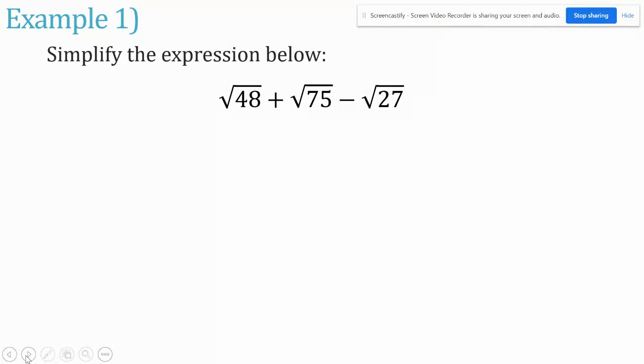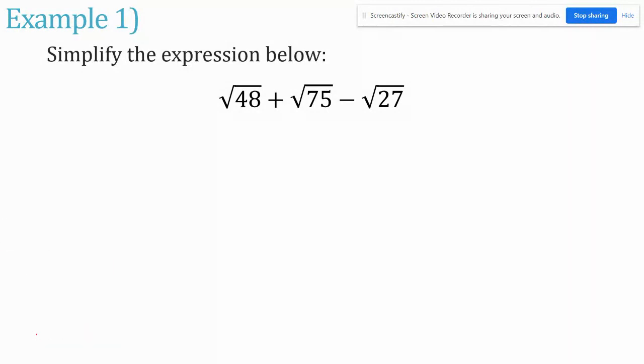The first thing that I want you to notice is that these are not like radicals. These all have different radicands. This has a 48, this has a 75, and this has a 27. So they have different numbers underneath, so we're not able to add and subtract them the way they are. The first thing we need to do is simplify these, and then from there, see if we have like radicals.